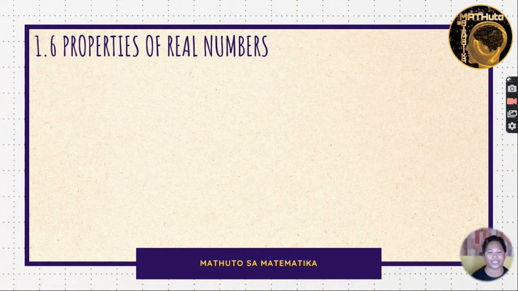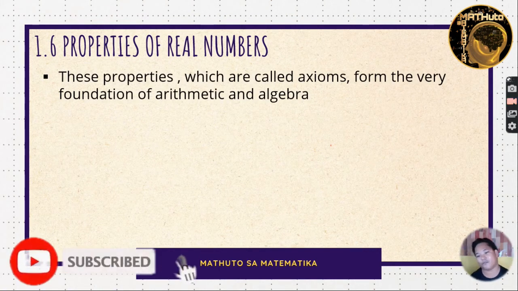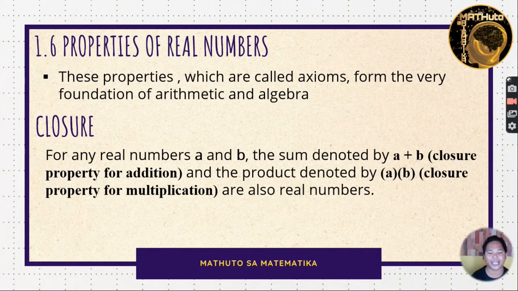Let's come now to the properties of real numbers. So these properties, which are called axioms, form the very foundation of arithmetic and algebra. So ito po yung pinaka-basic natin to learn the operations of integers po. We have closure. So for any real numbers a and b, the sum denoted by a plus b is represented using the closure property for addition. And the product denoted by a times b represent the closure property for multiplication, which are also real numbers.